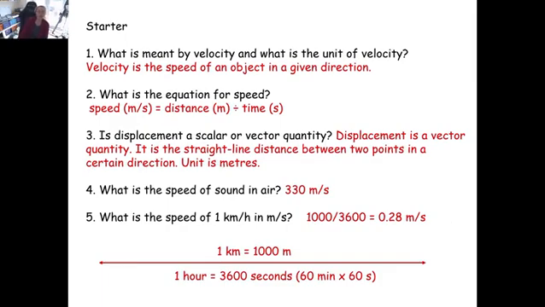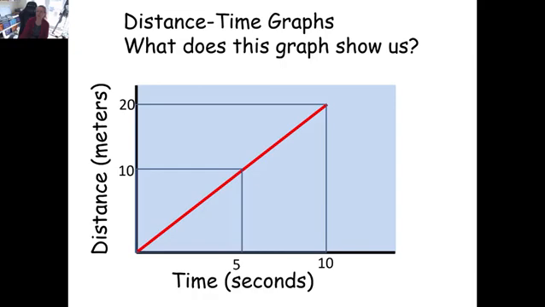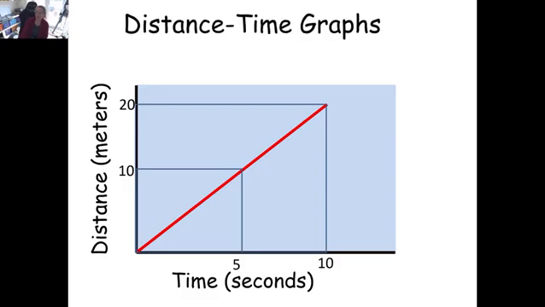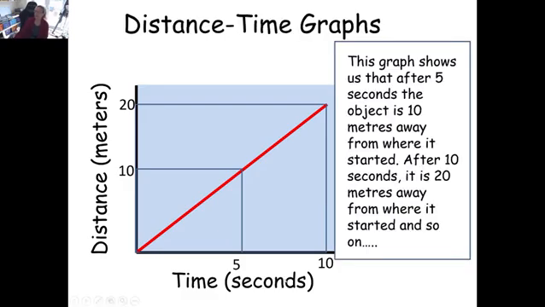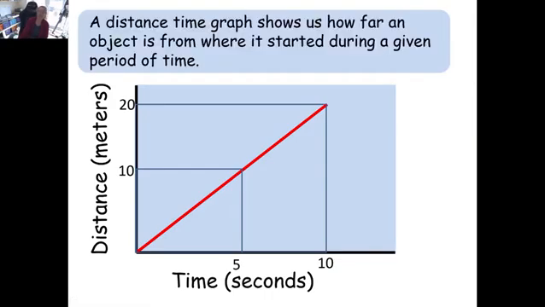Okay, on with today's lesson then, distance time graphs. So on your screen you can see a distance time graph. Now what is that actually showing us? Well, it's quite straightforward. It's telling us that after a time of 5 seconds, an object has travelled 10 metres from its starting point. After 10 seconds, it has travelled 20 metres from its starting point. So quite simply, a distance time graph is just showing us how far an object is from the place where it started in a given period of time.